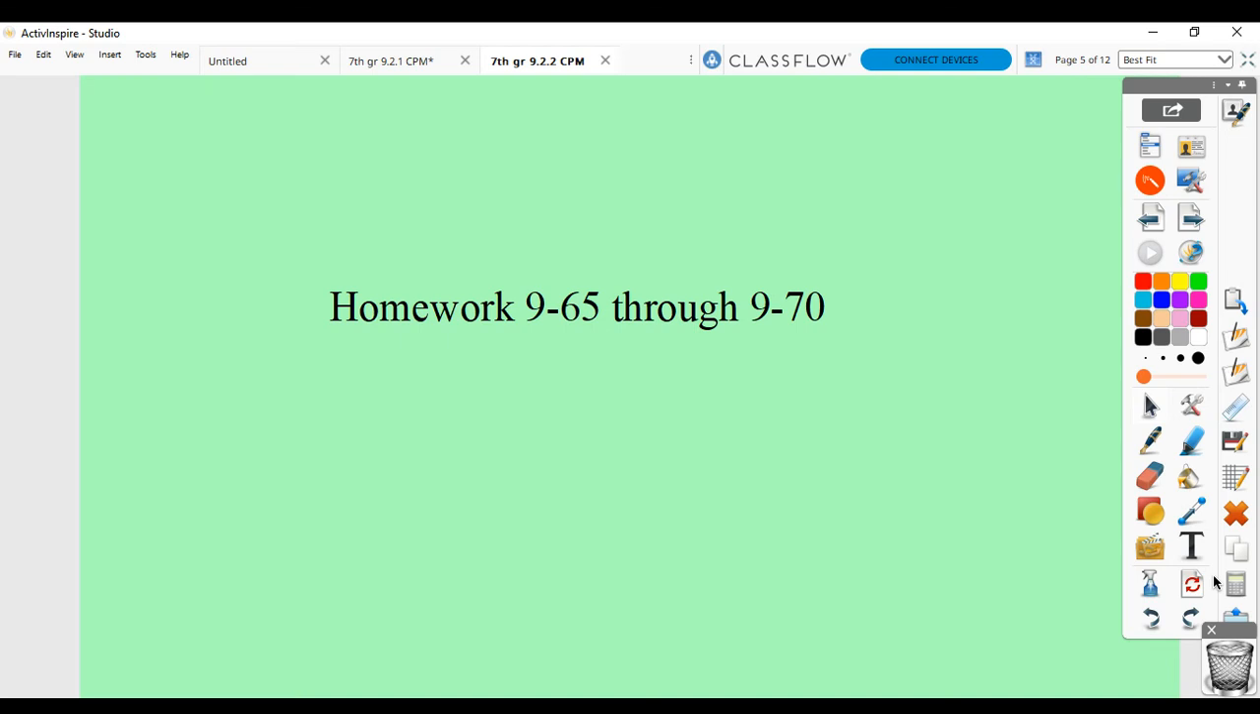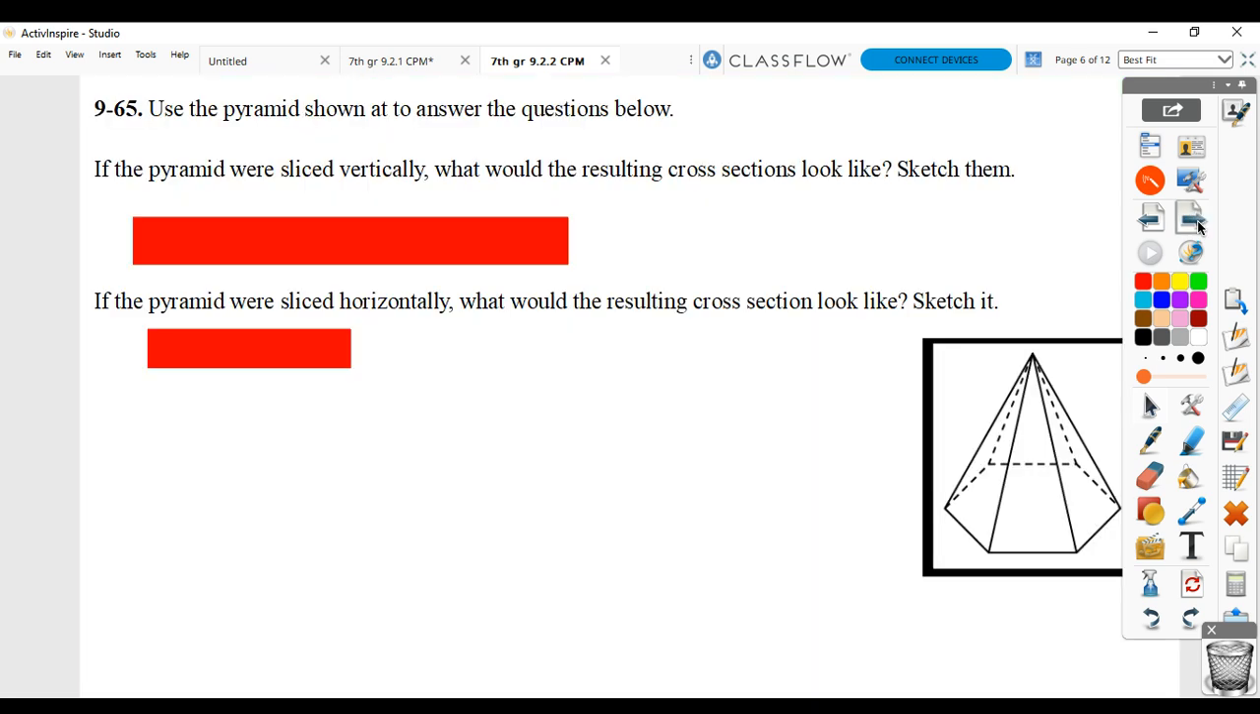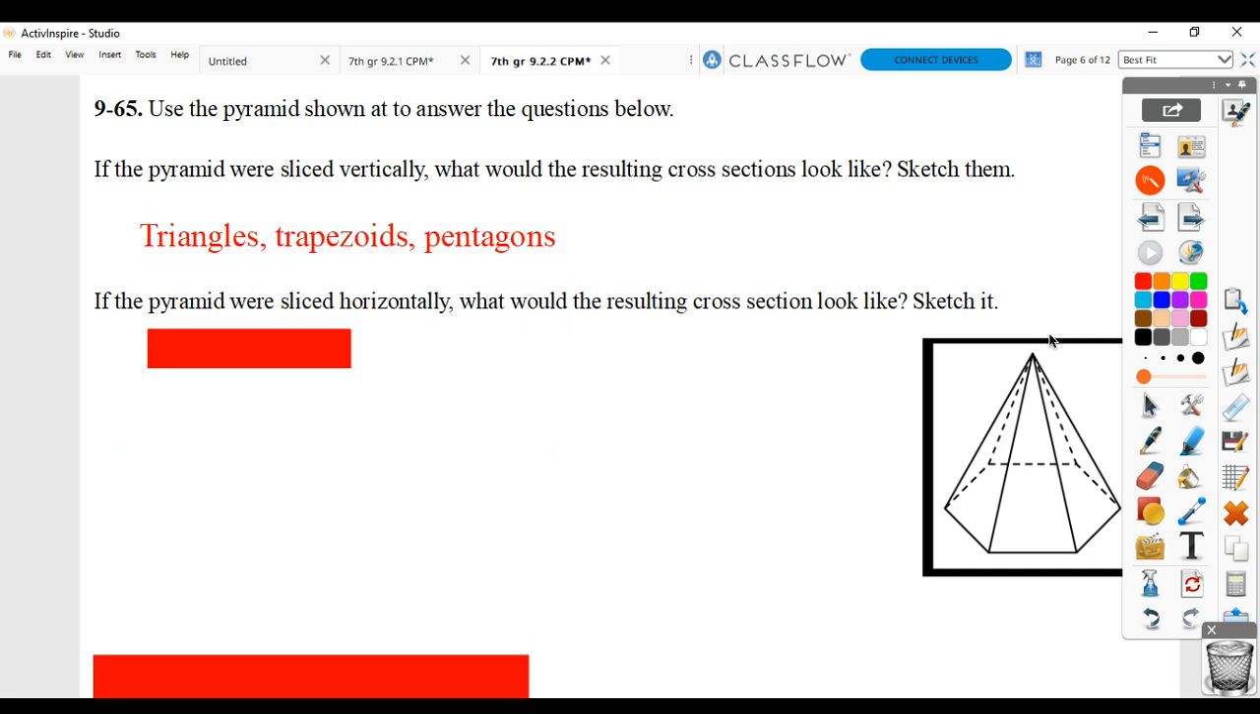This video is to allow you to correct the homework for section 9.2.2, problems 965 through 970. So the first thing they want you to do is look at this pyramid and answer the questions that they have below. So if the pyramid were sliced vertically, what would the resulting cross sections look like? Right? So if you were going to slice this vertically, what would you get for two-dimensional shapes?